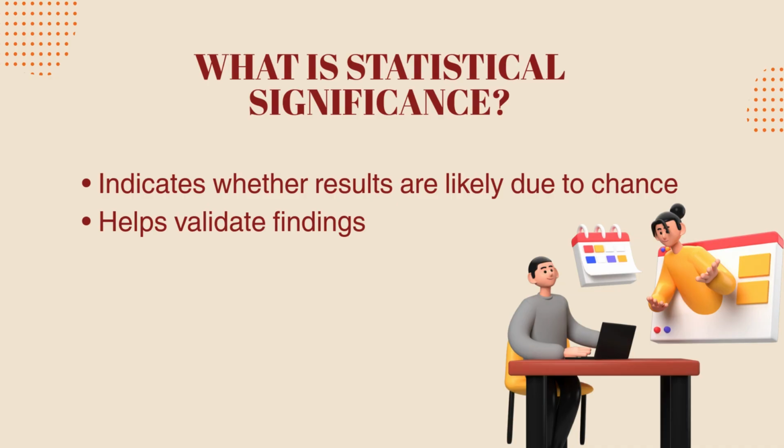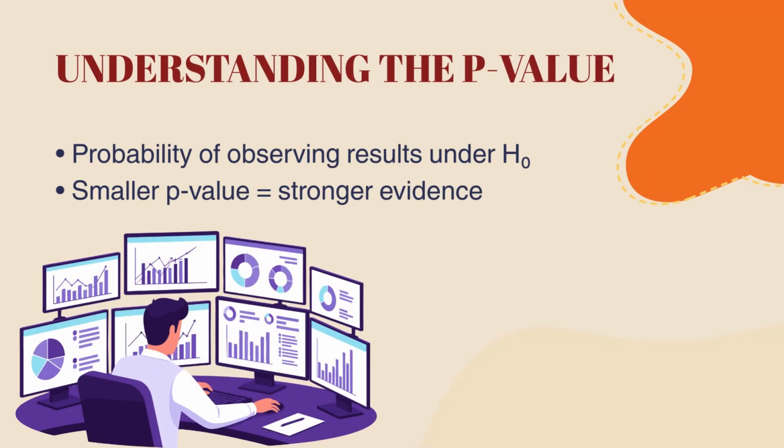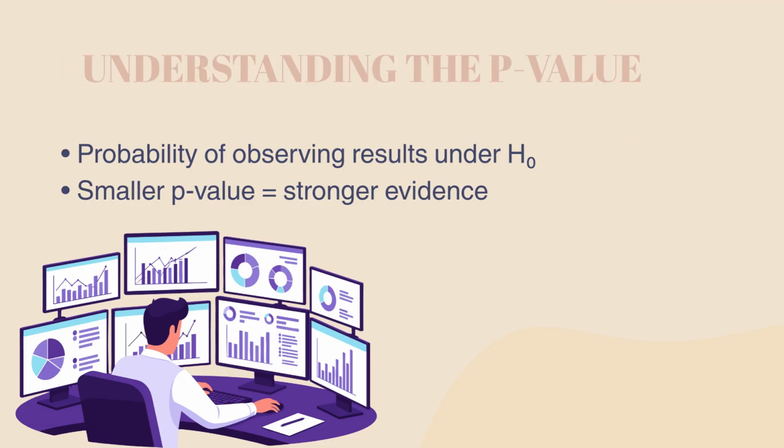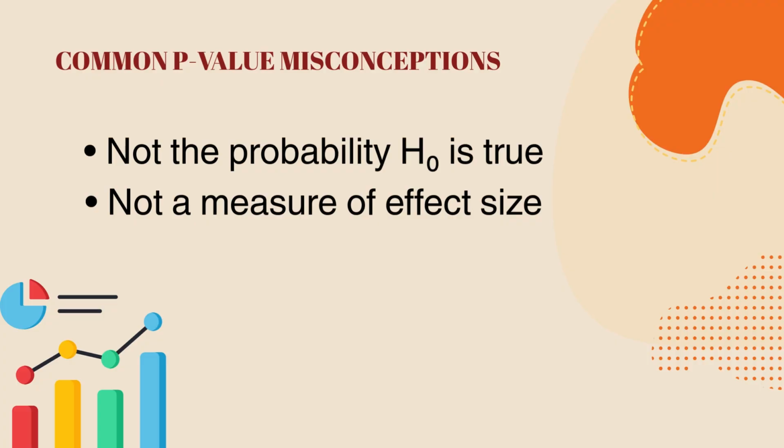It tells us whether the results we observe are unlikely under the assumption that the null hypothesis is true. If they are unlikely enough, we consider the result statistically significant. Understanding the p-value. The p-value is a probability that measures how extreme our observed data would be if the null hypothesis were true. A smaller p-value indicates stronger evidence against the null hypothesis. It does not measure how important or how large an effect is, only how unlikely the data is under the null assumption.